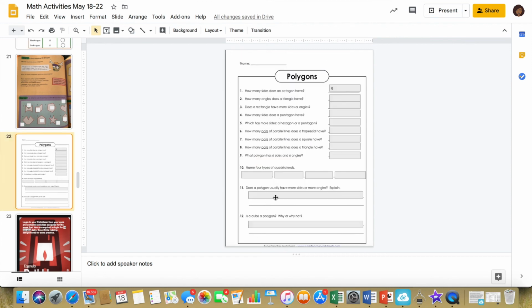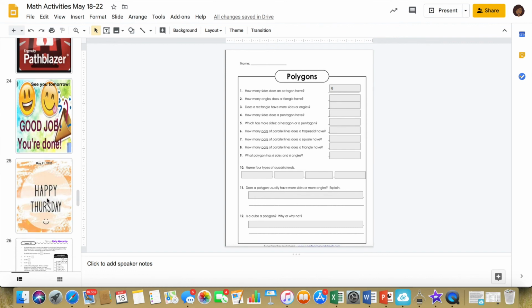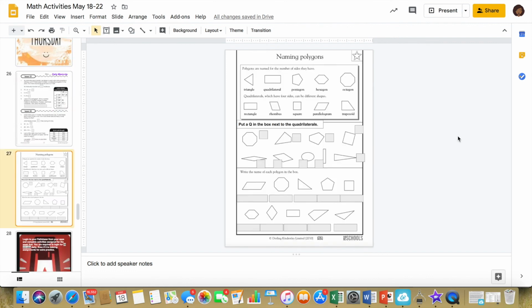Is a cube a polygon? Why or why not? Well, we know that polygons have connected sides. I'm going to say that it is a polygon, but if you would like to do your research and say that maybe it may not be, what do you think? This is the same thing. We're just doing quadrilaterals this whole entire week and polygons. Put a Q in the box next to the quadrilaterals. Remember, quad means 4. So if it has more than 4, you're not going to put anything next to it. This up here, you're not going to do anything. It's just kind of your tips and hints. It's just going to help you out with this page.